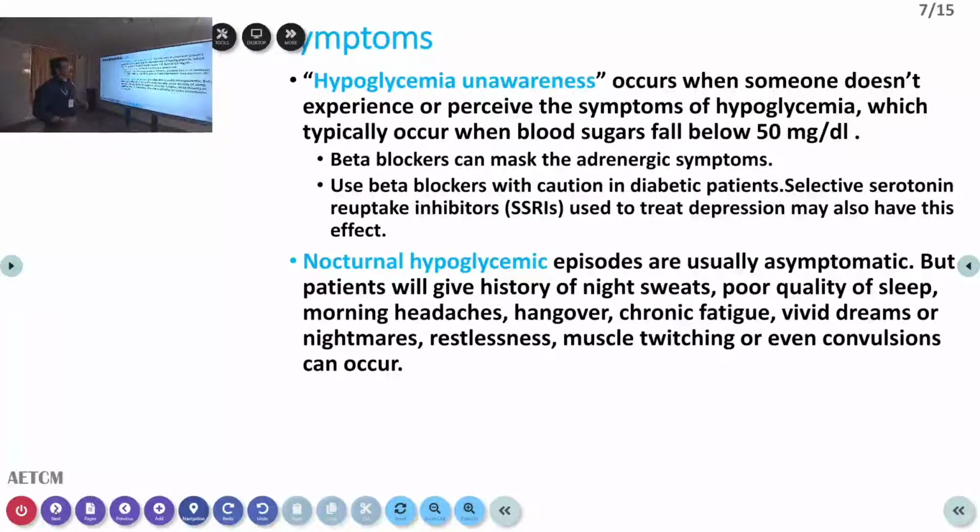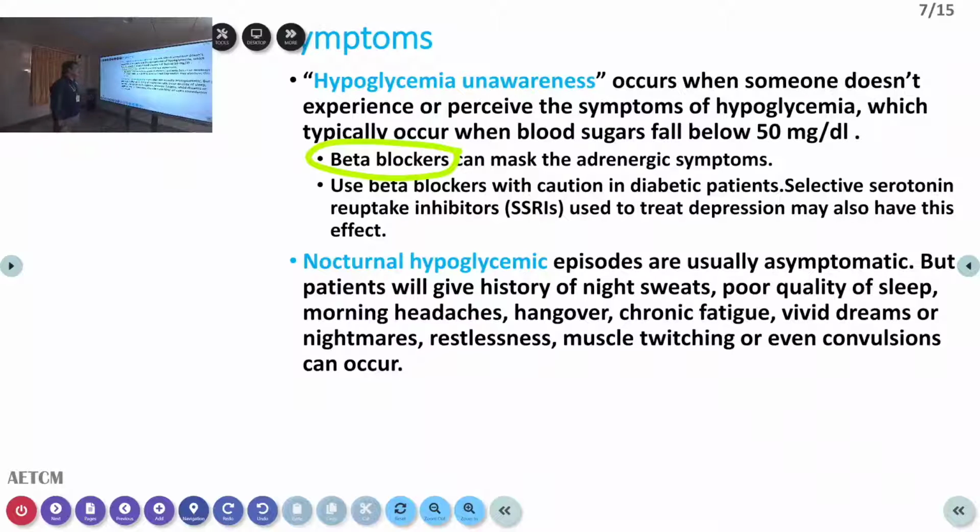So the patient is on some drugs like insulin or sulfonylurea. He is on a beta blocker also because of some other compelling indication, like previous myocardial infarction. If he develops hypoglycemia, he will not have the adrenergic symptoms like palpitation and sweating. Suddenly, the patient will go into coma and convulsion. So one of the most important problems in a diabetic patient on a beta blocker is this hypoglycemia unawareness.